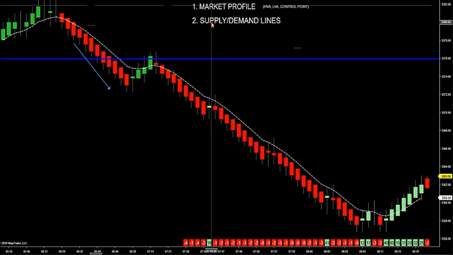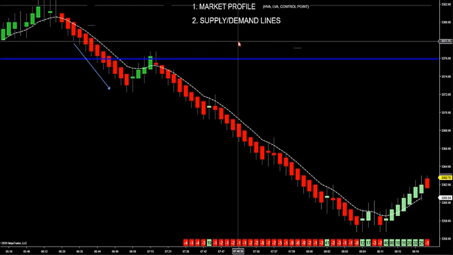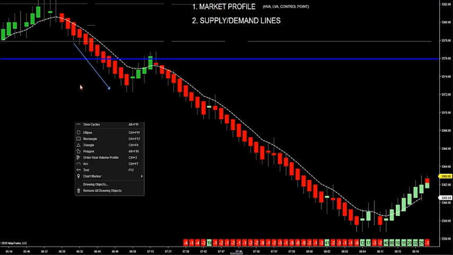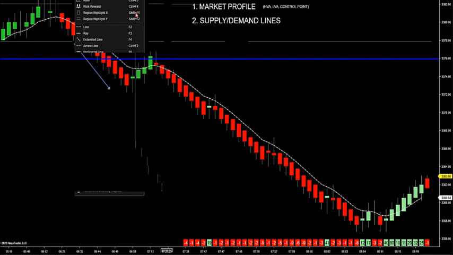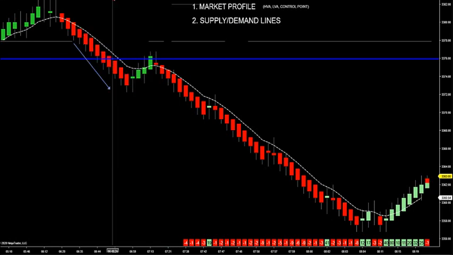The supply demand lines, very simply, they are the previous accumulation distribution of the previous days where the market had paused and shows a lot of accumulation distribution. So these are the only two leading indicators. They're not lagging. We know it way ahead of time. Sometimes you'll have 30-minute heads up, an hour heads up, 15-minute heads up. In other words, you're not flying by the seat of your pants trying to find out where to buy and sell. These are the two leading indicators we need to use. That's it.